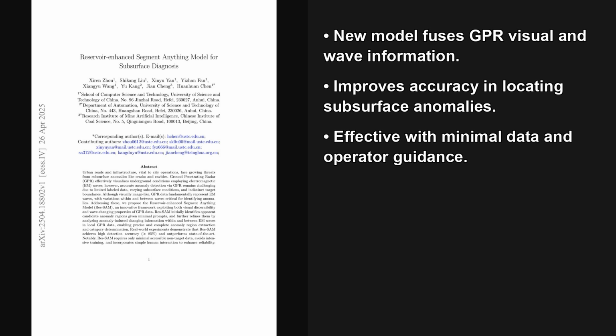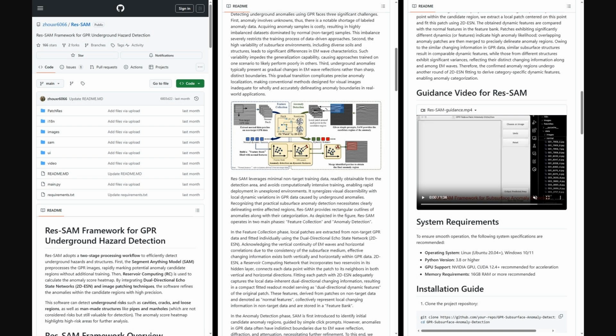The core innovation is their proposed reservoir-enhanced segment anything model. This model is designed to exploit both the visual appearance of ground-penetrating radar data and, importantly, the subtle changes in those electromagnetic waves that anomalies cause. This allows for precise anomaly detection, achieving over 85% accuracy with minimal data and simple human interaction to boost reliability. This reservoir-enhanced segment anything model sounds quite promising for improving safety.